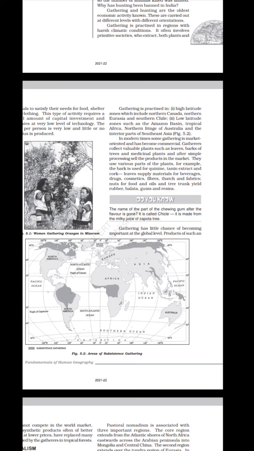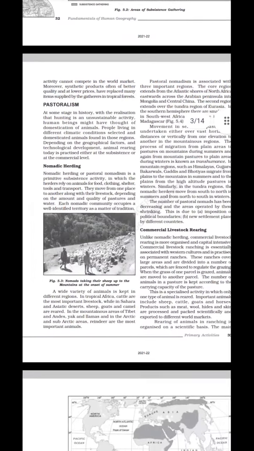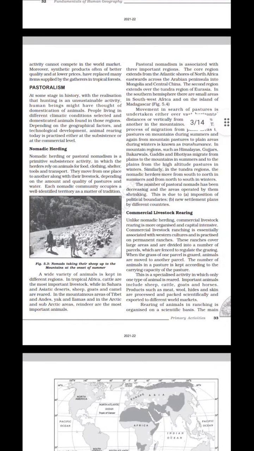Do you know the name of the part of chewing gum after the flavor is gone? It is called chicle. It is made from the milky juice of the zapota tree. Gathering has little chance of becoming important at the global level. Products of such an activity cannot compete in the world market. Moreover, synthetic products often of better quality and at low prices have replaced many items supplied by the gatherers in tropical forests.